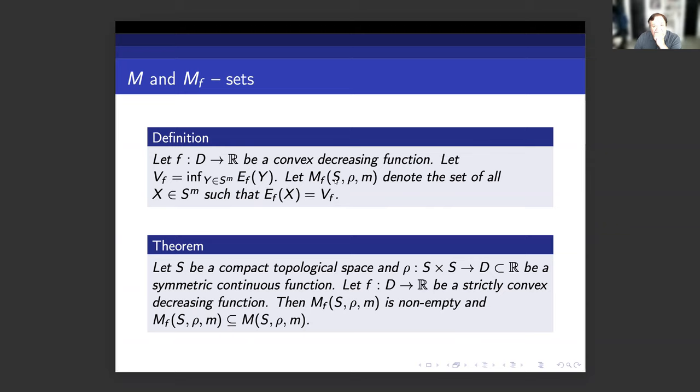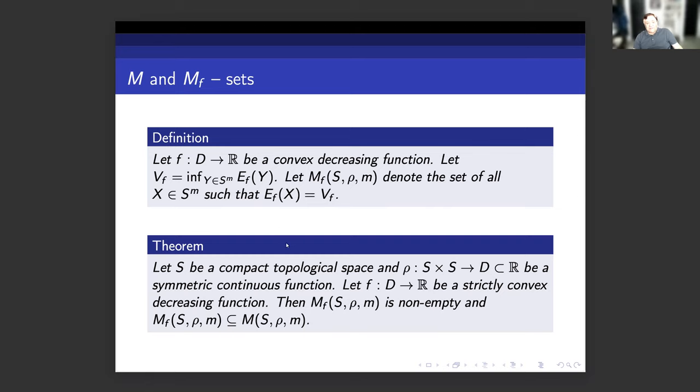Okay, and we also can define all extreme, or optimal, subsets with respect to f. We denote M sub f of S, rho, M the set of all X such that the energy S sub f of X is equal to V sub f. So we consider only subsets with minimum energy. Here we do not assume that this is compact or something like that. In this case, it can be infinity or negative infinity, but it's a general case.